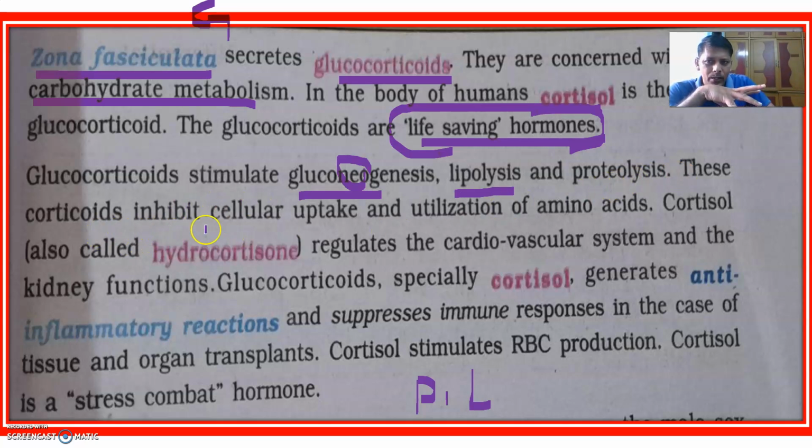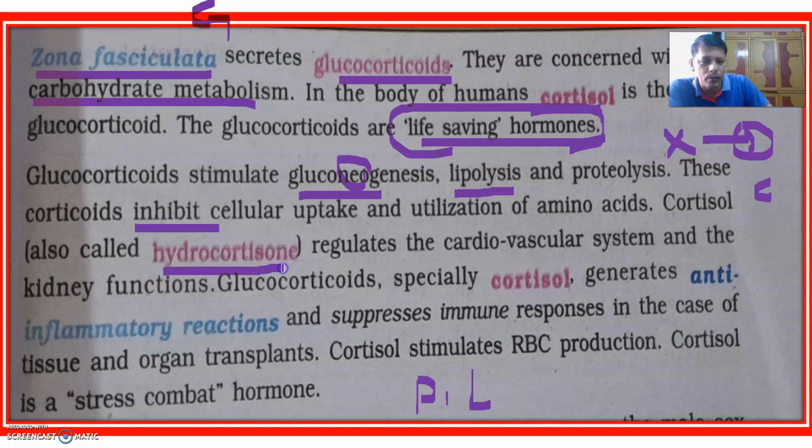These corticoids inhibit cellular uptake and utilization of amino acids. For example, this is the cell. They inhibit the cellular uptake. The cell is taking amino acids here, but it does not allow that. They inhibit cellular uptake and utilization of amino acids by the cell. Cortisol is also called hydrocortisone, which regulates the cardiovascular system and kidney functions.